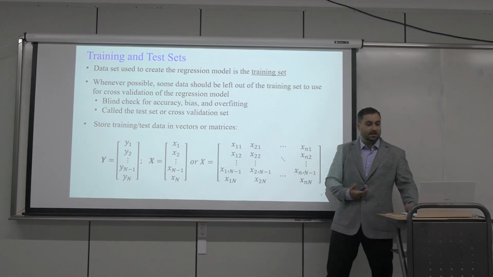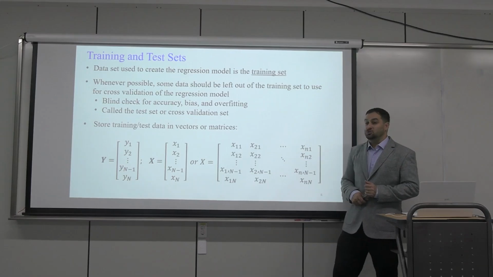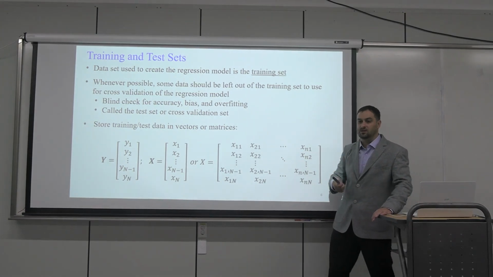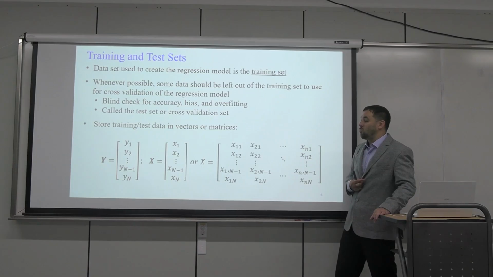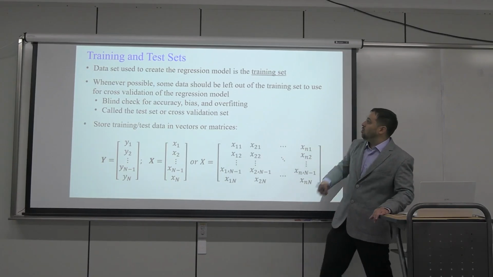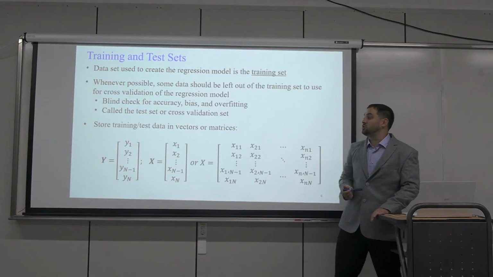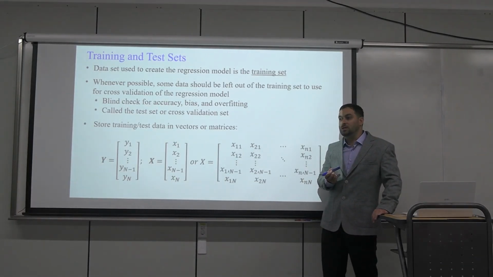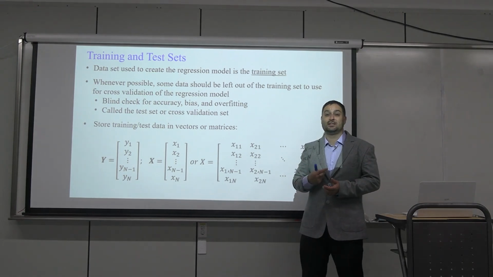Okay, so the next concept is training and test sets. The data set that we actually use to create the regression model is called the training set. And so we're actually training the model on this data that we collected. But when we do this, whenever possible, some of the data that you've collected should be left out of the training set to use for what's called cross-validation of the regression model. We want to leave some of our observations out of the data set so that when we've made this regression model, we can test its predictive accuracy.